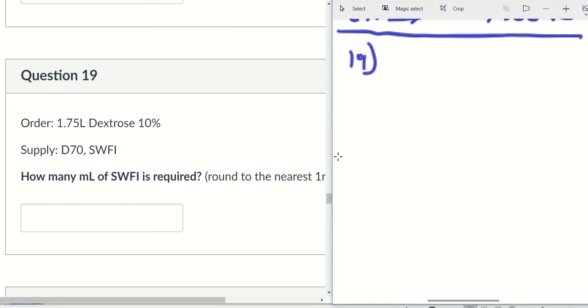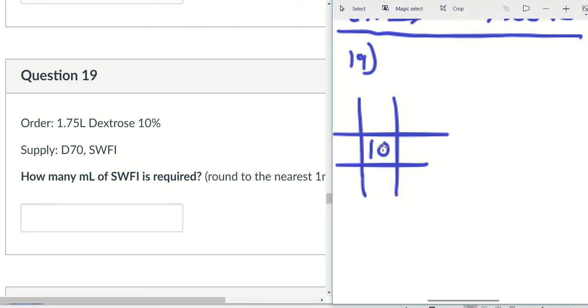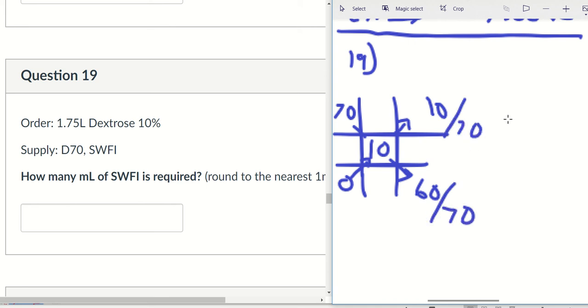Type 1 or type 2? Type 1. Right. There's going to be no more type 2 from this point out. So your order is 10. Your supply is 70 and 0. So the difference diagonally here is 60. The difference diagonally here is 10. How many total parts do we have? 10 plus 60 is 70. And then our final step is to multiply by the volume. In this case, 1750 mLs.